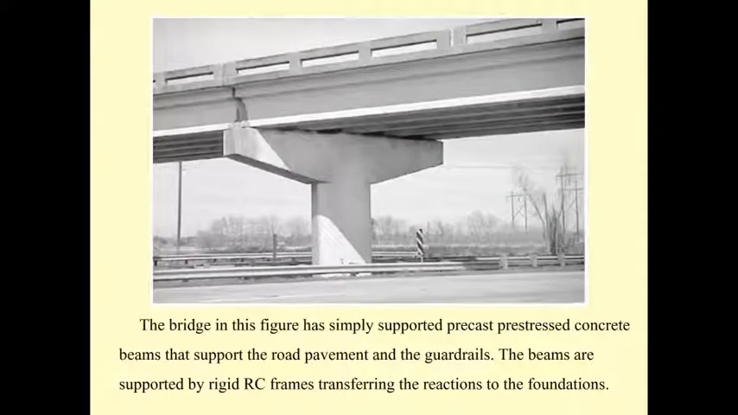Next, let us consider the bridge. This bridge has the substructure in the form of a cantilever frame. Okay, in the construction, the piles are bored into the soil, and then they cast the concrete foundation, and they cast the column, and then they cast the crossbeam. The column and the crossbeam act together as a frame.